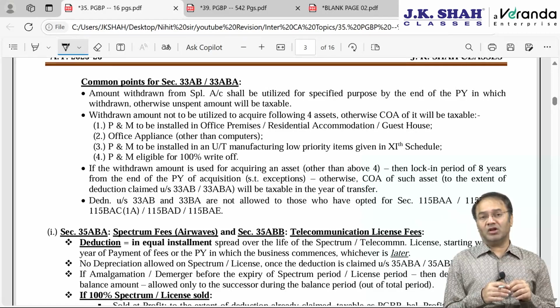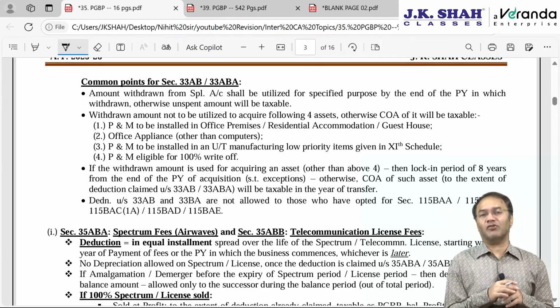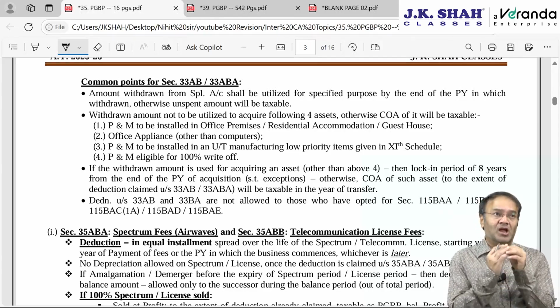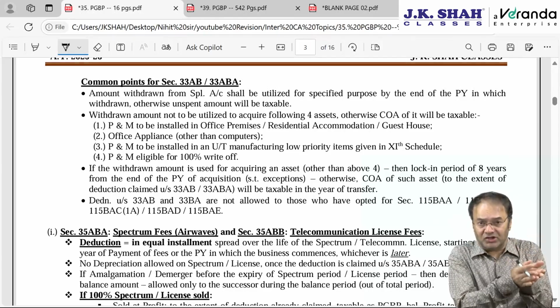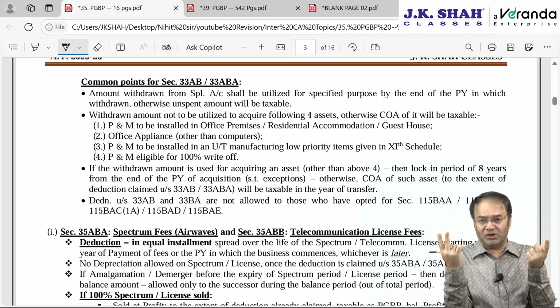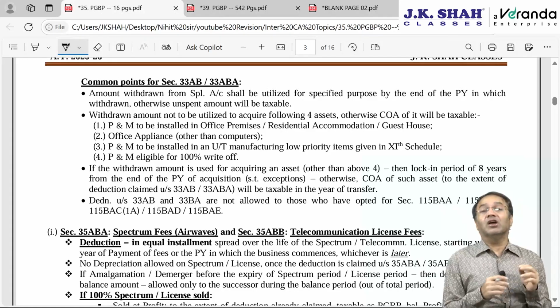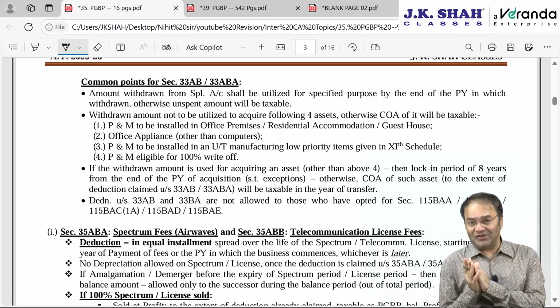See, without CA report in form number 3AC, deduction is not allowed. That is okay, that's not an important point from exam perspective. Common points: whether funds deposited in this account or transferred to this account, NABARD or State Bank of India or with Ministry of Petroleum and Natural Gas can be withdrawn or not. Answer: can be withdrawn only for specified purpose, cannot be withdrawn for non-specified purpose.